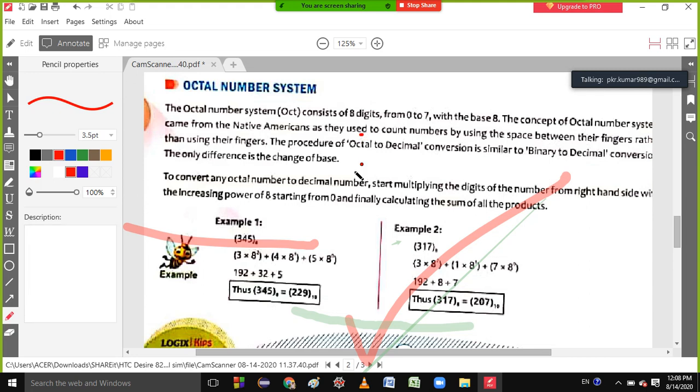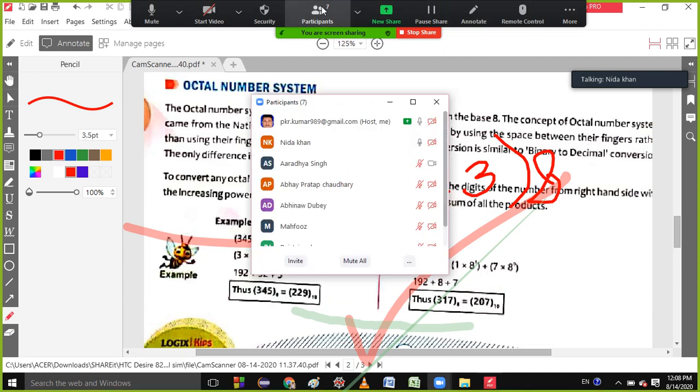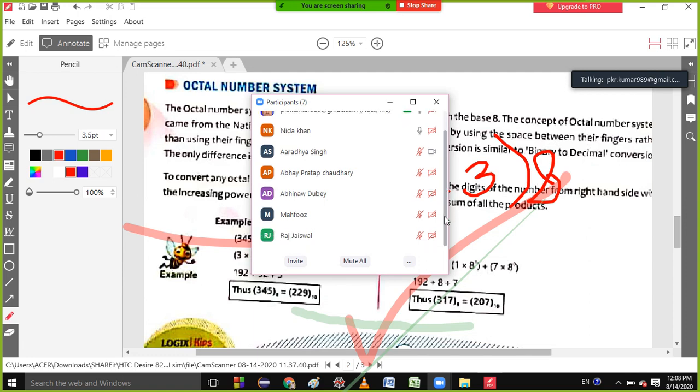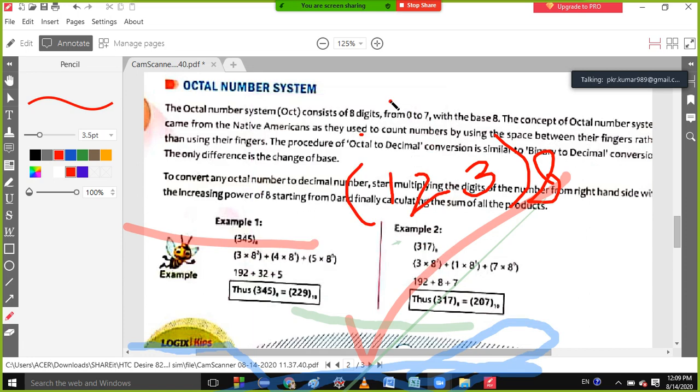If I write this number 1 2 3 base 8, can you understand this is an octal number? If anyone writes this number, you can easily say that this is an octal number. Can you say this, students? Is this an octal number? Okay, this is an octal number.